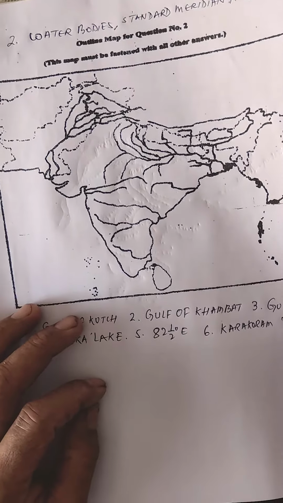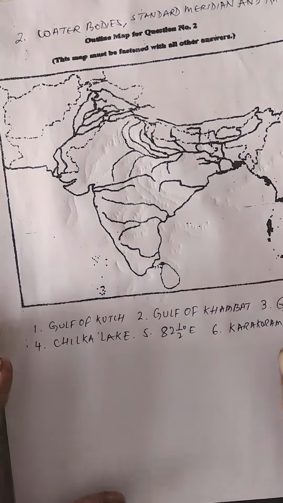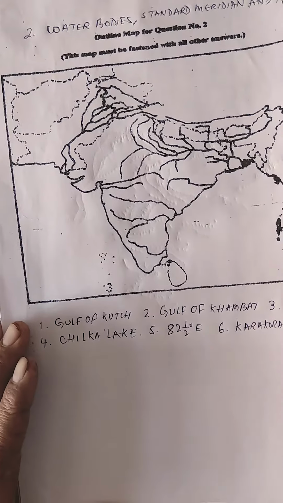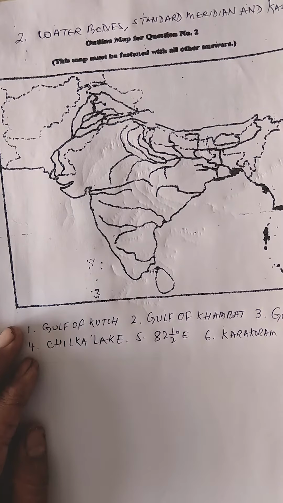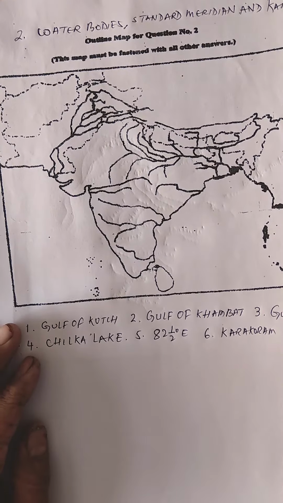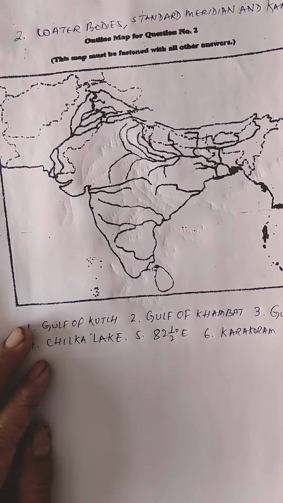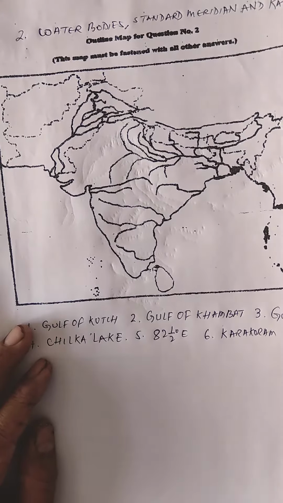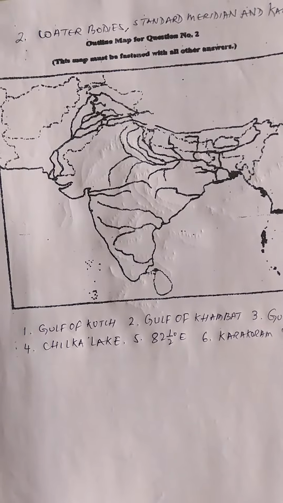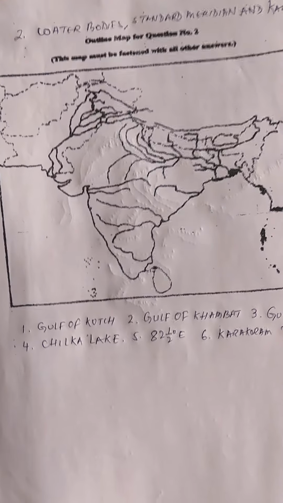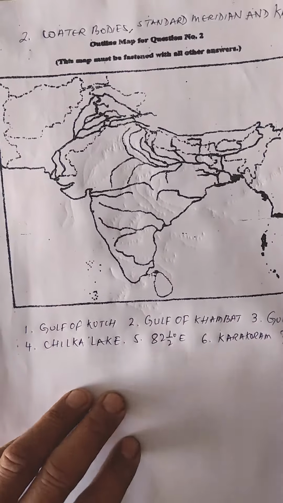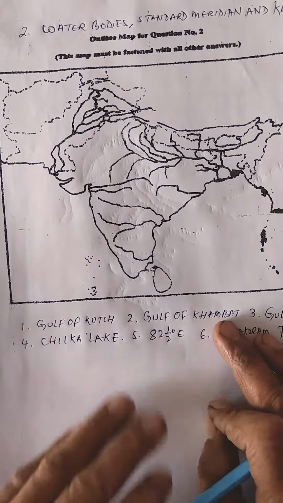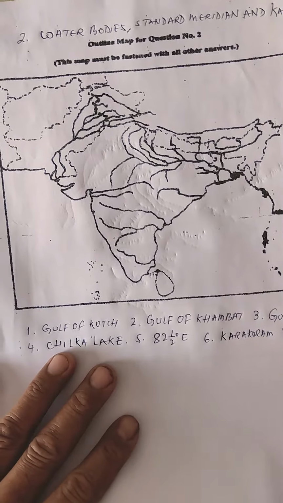In this number 2 map, I'm going to show you how to set and label the water bodies of India, standard meridian of India, and Karakoram Pass. So here we go, like this. I have listed out the names of the items below the map in serial order.